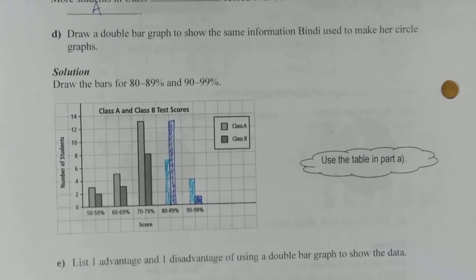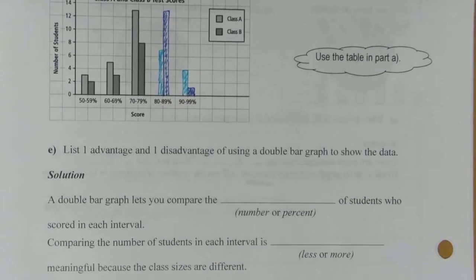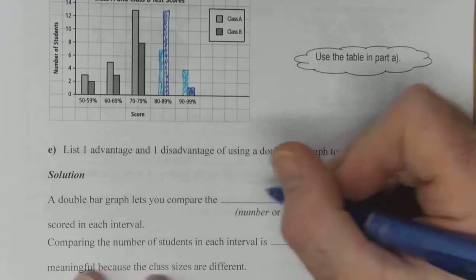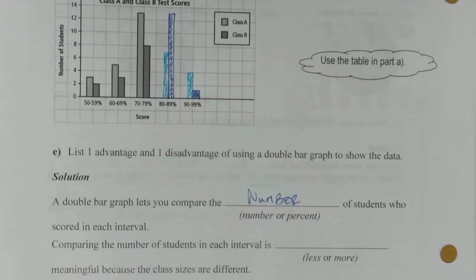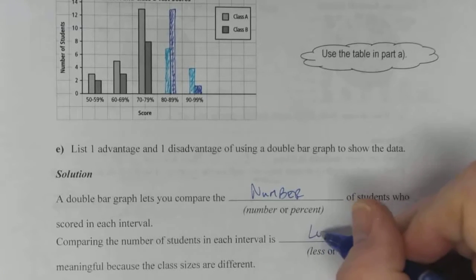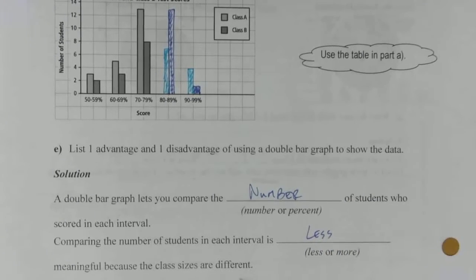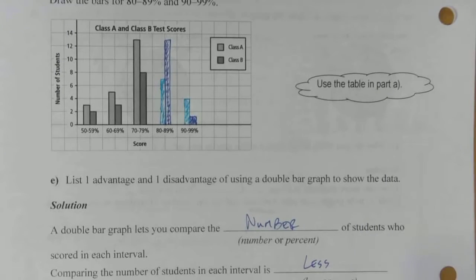List one advantage and one disadvantage of using a double bar graph to show the data. A double bar graph lets you compare, in this case, the number of students who scored in each interval. Comparing the number of students in each interval is less meaningful though, because the class sizes are different. Now in this case there's no reason you couldn't have done percentages. You could definitely have done that instead. And then comparing the bar for A and the bar for B would actually have meaning, because you're comparing percents.